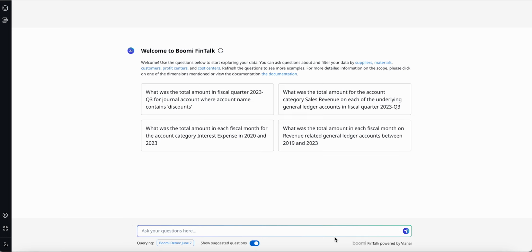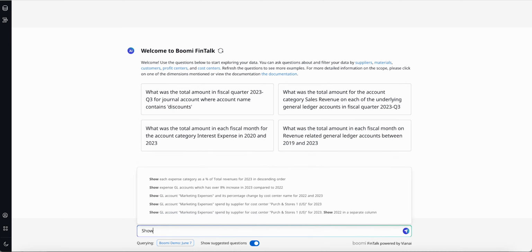Today we want to analyze expenses using Boomi FinTalk. Given the tough market conditions that we live in, we want to understand expenses, and more specifically discretionary spend, their trends, and how we can use Boomi FinTalk to analyze and manage such discretionary spend. So let's get started.